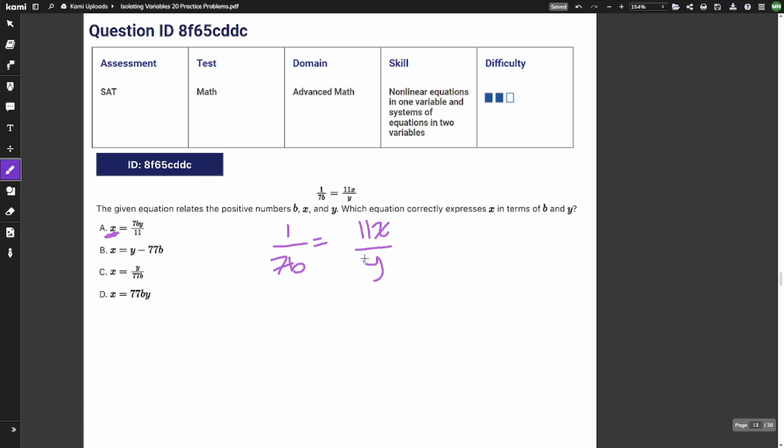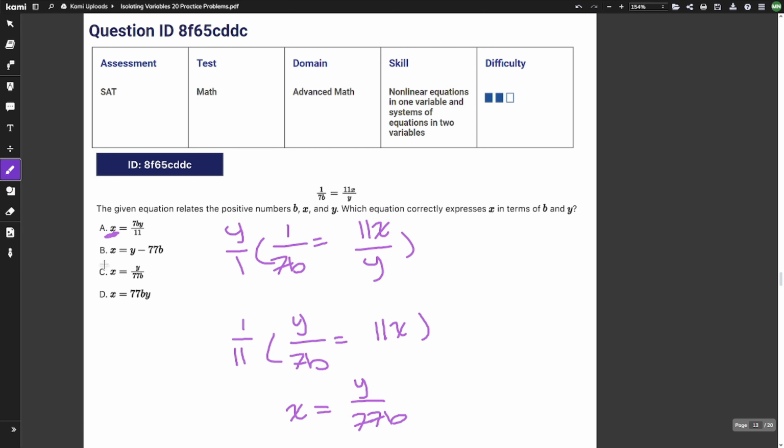First things first, let's get rid of this y in the denominator by multiplying the entire equation by y, which is also equal to y over 1, and this definitely makes it a lot easier to see that we're multiplying y by 1, and then 7b stays the same. So we're going to have y over 7b is equal to 11x. Now we're going to divide the entire thing by 11 to get x by itself. Or that's also the same as just multiplying by the reciprocal, which is 1 over 11. And this one also makes it easy to see that y stays the same, whereas we're multiplying 7b by 11. So we get that x is equal to y over 77b, or c.